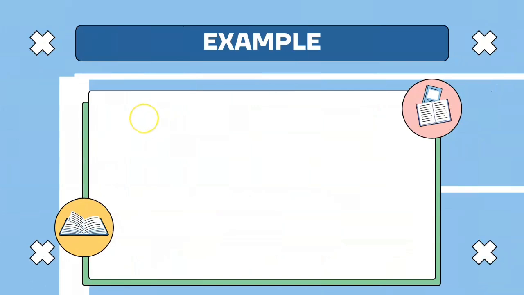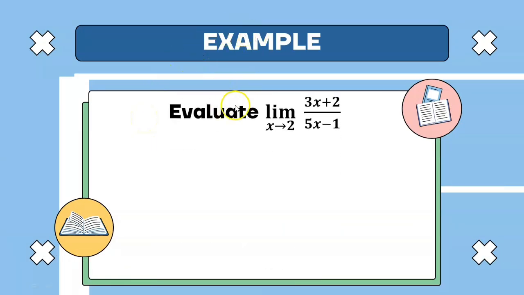Let's have an example. Let's say we have to evaluate the limit of 3x plus 2 over 5x minus 1. Again, one thing that we have to do first is to check if the value of c given here is part of the domain of the given function. So in checking, all you have to do is just substitute c into the denominator, because c is 2, and then we got the denominator 5 times 2 minus 1 is equal to 9. So that means 9 is not equal to 0, because 2 is part of the domain, so we can do direct substitution.